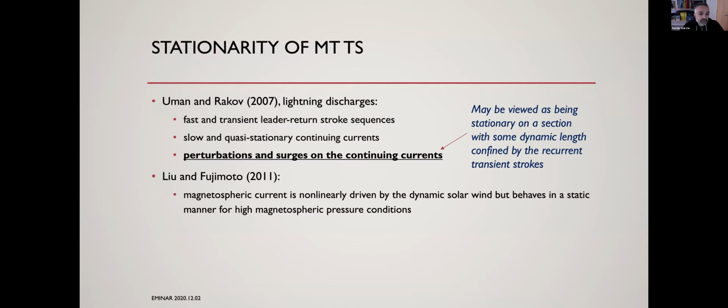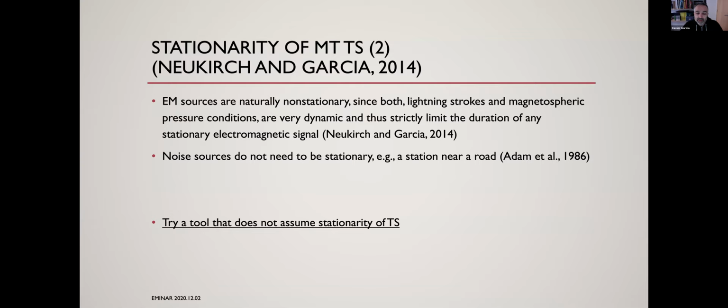And finally, the work of Liu and Fujimoto in 2011, which mentioned that magnetospheric current is nonlinear, driven by the dynamic solar wind, but behaves in a static manner for high magnetospheric pressure conditions. So this means that EM sources are naturally non-stationary, since both lightning strokes and magnetospheric pressure conditions are very dynamic and thus strictly limit the duration of any stationary electromagnetic signal.